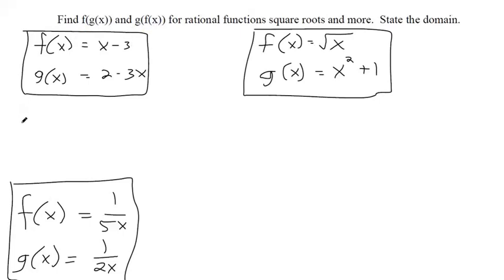So let's do this first one. F of g of x. All that means is instead of writing x minus 3, I'm going to replace this x with 2 minus 3x. So there's my x, and then there's the minus 3. I took the function f, and I replaced the domain variable with 2 minus 3x. And then we just got to simplify, right? 2 minus 3 makes negative 1, so this is negative 3x minus 1. That's f of g of x.